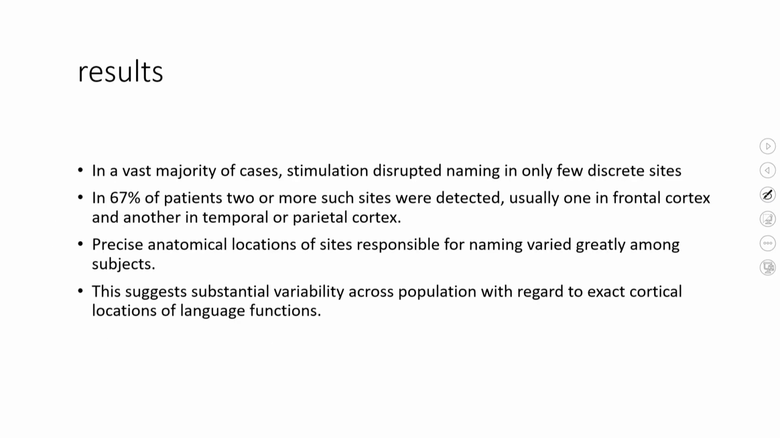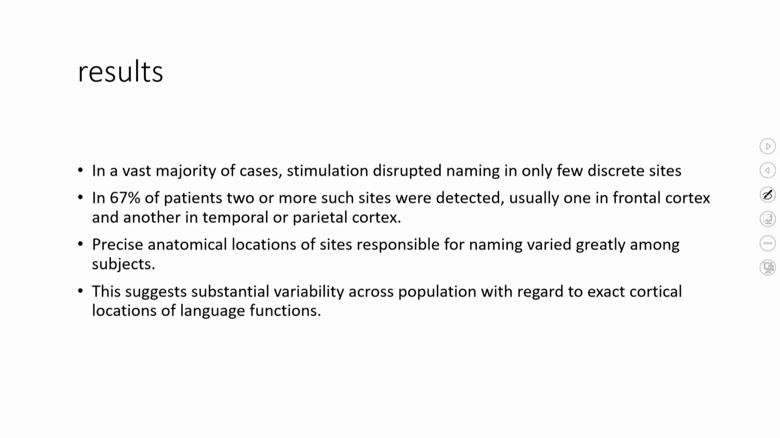In a vast majority of cases, stimulation disrupted naming only in a few discrete sites. So, in certain areas, naming was disrupted when the electrical stimulation was applied. In 67% of patients, 2 or more such sites were detected, usually one in frontal cortex and another in temporal or parietal cortex. The precise anatomical location of the sites responsible for naming varied greatly among subjects.